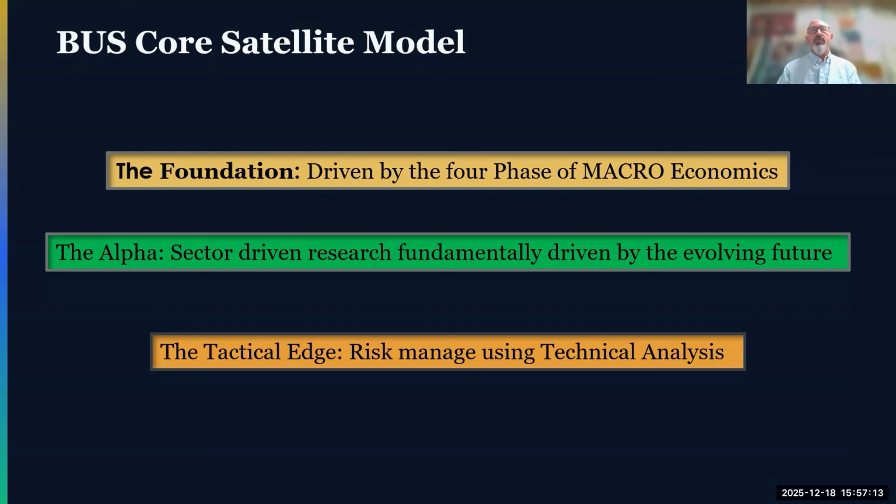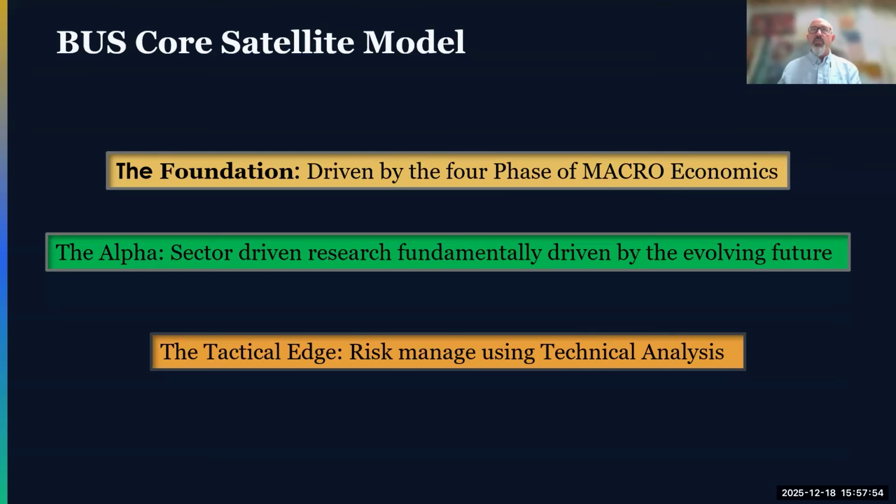And with the core satellite models that I've created, you have a base, a foundation, and that's driven by four phases of macroeconomics. I'll share that with you here in a second. And then you have your second story. So imagine the foundation is your basement. Your second level is the alpha. This is where you get the boost, the over and above returns. And this is driven by sector driven research, fundamentally driven by evolving future. And this is where Tell Sheet 12, Kerry's investment philosophy, comes into play. And then you protect it through the tactical edge, and that's risk management through technical analysis.